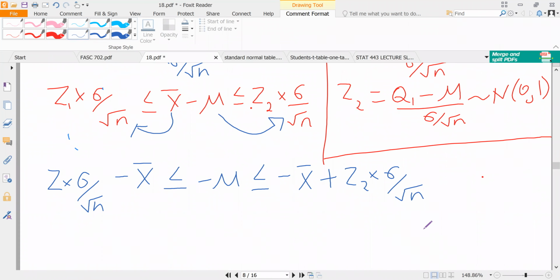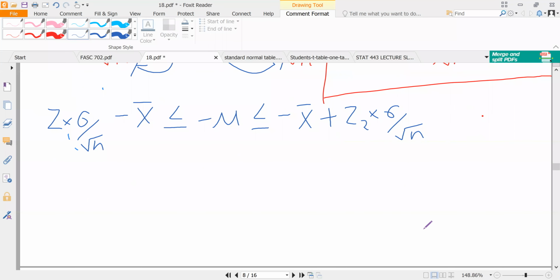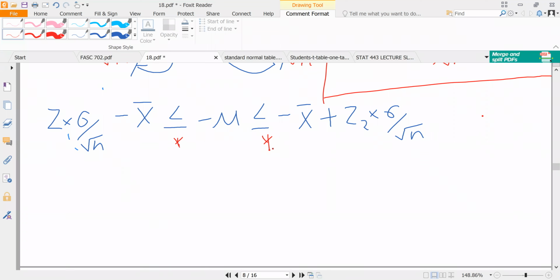And then as an algebraic operation, because these are linear inequalities, we are interested in making mu the subject, but what we have is not mu. What we have is negative mu. So to make mu the subject here, we have to divide everything by -1. If we divide everything by -1, we will have made mu the subject.